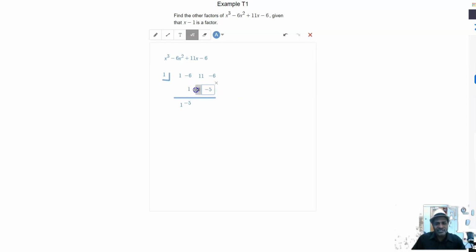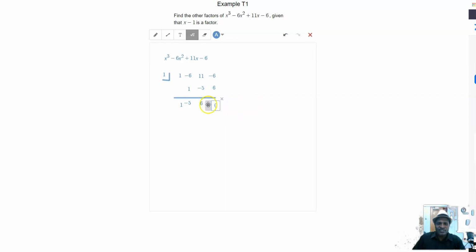Notice that I'm doing all of this in the math box, for those of you that use the decimals tools. 11 minus 5 is 6. And actually 6 is in the right place. Now 1 times 6 is 6. And 6 plus -6 is 0. So that means what they told me was right.